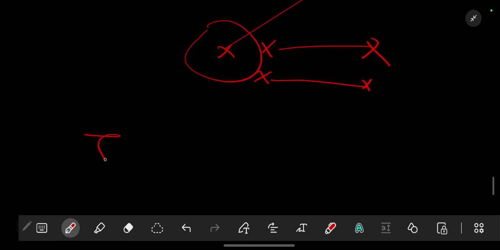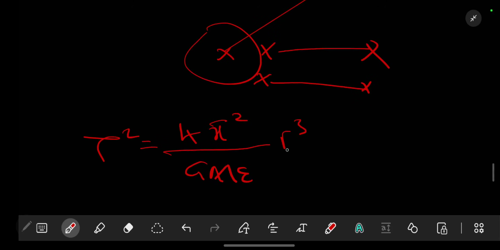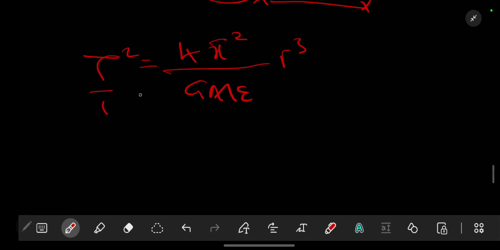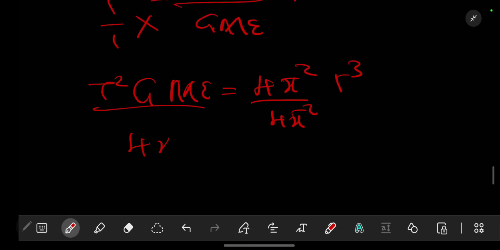So we are going to say T squared is equal to 4 pi squared times r cubed over G M e. What we are going to do is make this r the subject of the formula. So we cross multiply: T squared times G M e should be equal to 4 pi squared times r cubed. Then we divide both sides by 4 pi squared. So this is what we have.